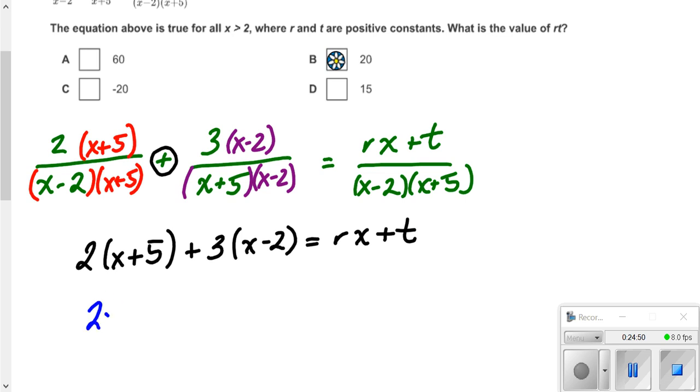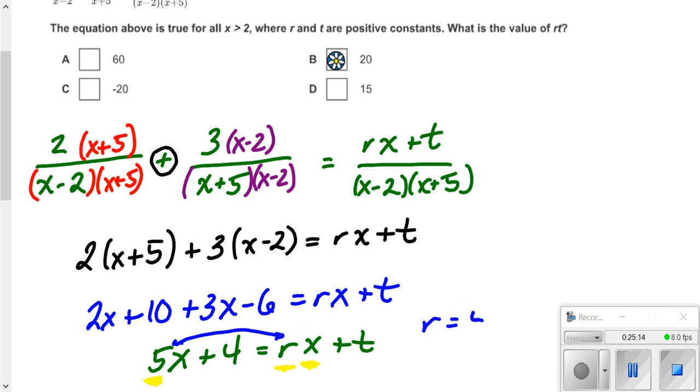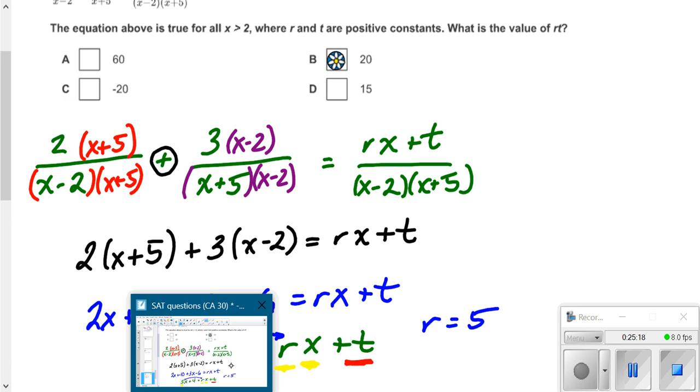If I do a little bit of distributing, I have this. And if I combine like terms, I have this. Now, if you look here, this is x. R is the coefficient on x. So R must be 5. And T doesn't have an x with it.